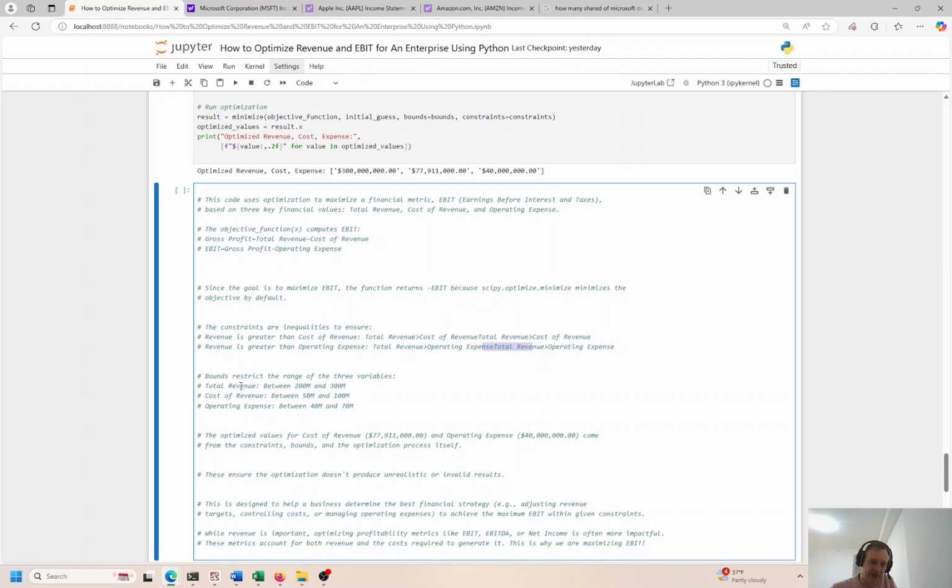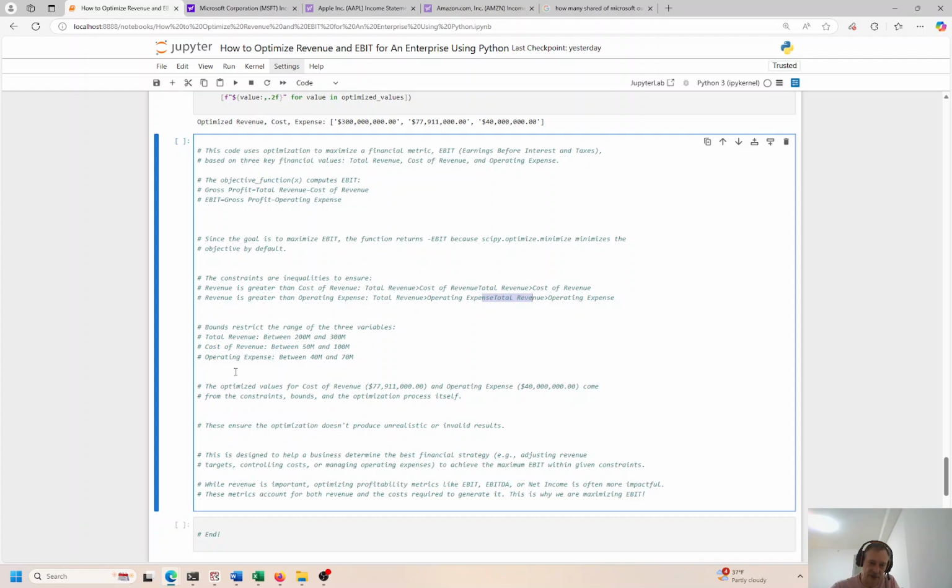Okay, so when we set these bounds or these constraints, you see that all the time in the optimization world. Once you set these bounds, you can maximize the objective function, which is revenue, or in this case, EBIT, which is kind of a different way of measuring your revenue. I think EBIT is a little bit more relevant in this case, but you can do either one, right?